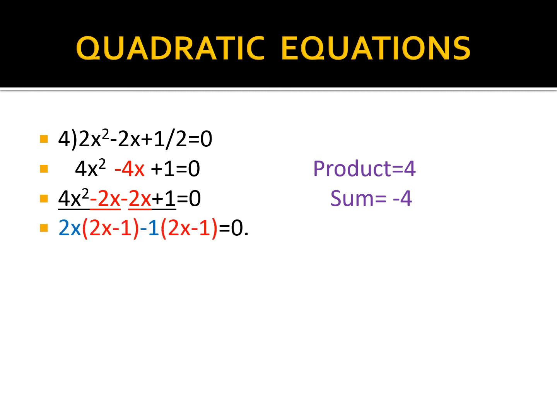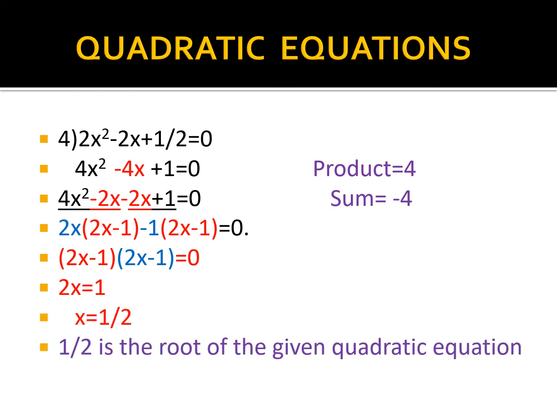So we find that 2x is common in the first bracket, leaving behind 2x minus 1. In the second bracket, nothing is common. So we take minus 1 because in the second bracket we want 2x minus 1. So we take minus 1 outside the bracket, therefore we get 2x minus 1 is equal to 0. We find that 2x minus 1, the same factors, is equal to 0. That means it is a perfect square. So we can say 2x minus 1 is equal to 0 or 2x is equal to 1. So x is equal to half. Therefore, half is the root of the given quadratic equation.